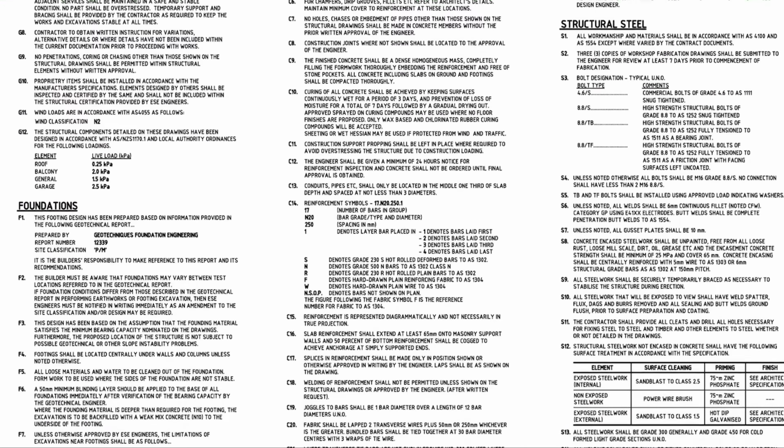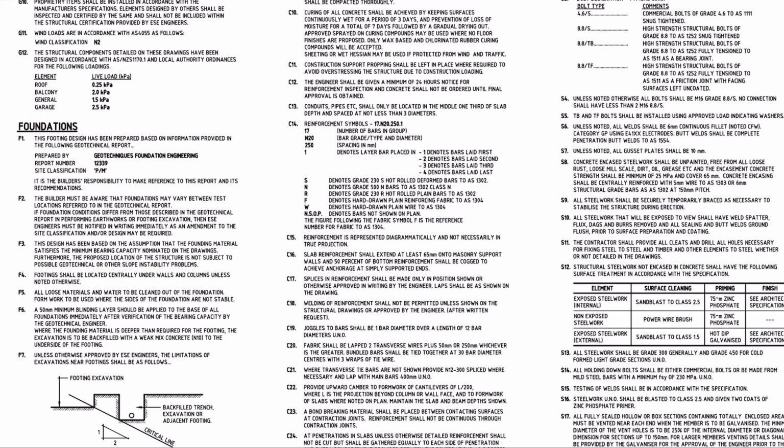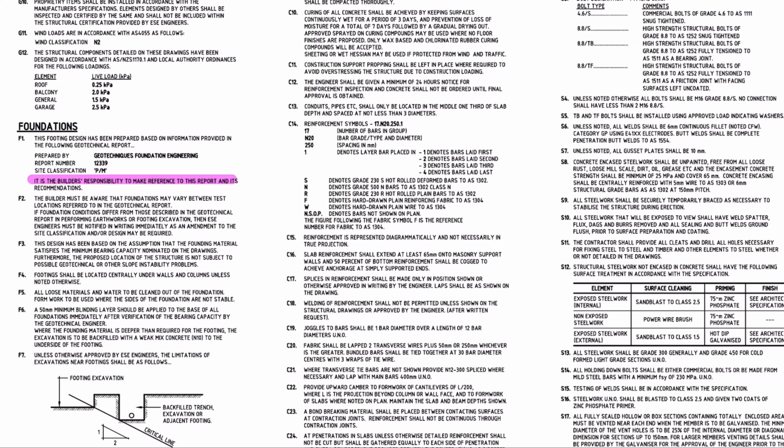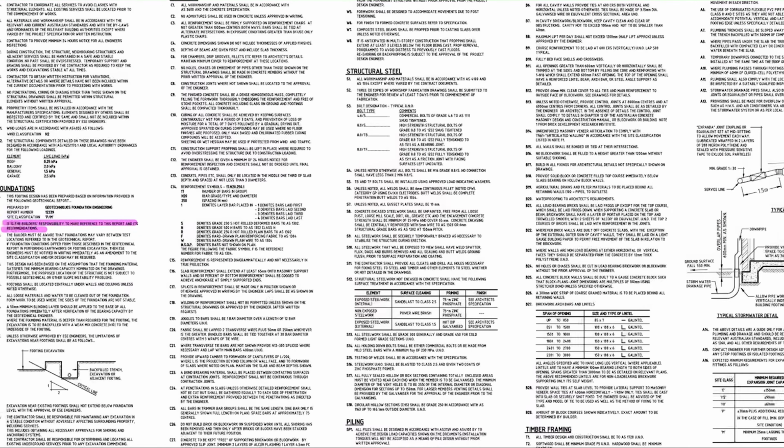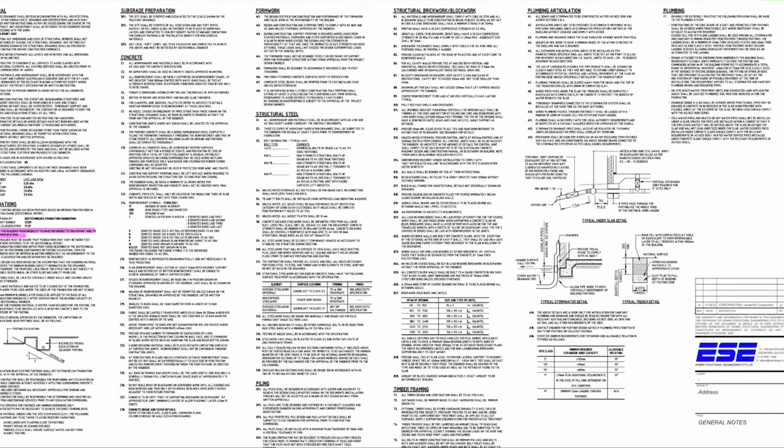Down here is the foundation notes. This item is super important because it is where you will find the soil report number, name of the company which performed the soil investigation, and the site classification. The foundation is the base of your house, and you want to make sure the footings are founded into adequate material, because once it's done, to rectify any foundation problem is extremely difficult. And it's the builder's responsibility to make reference to the soil report and its recommendations. So basically, you should go through every note on this page and make sure you understand everything you read, and if in doubt, ask your engineer.